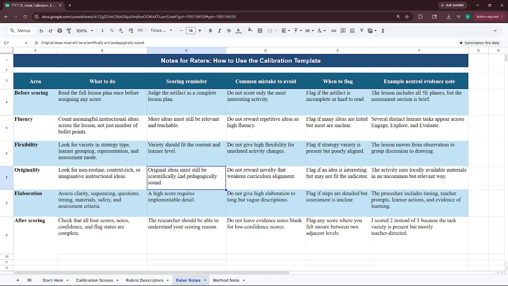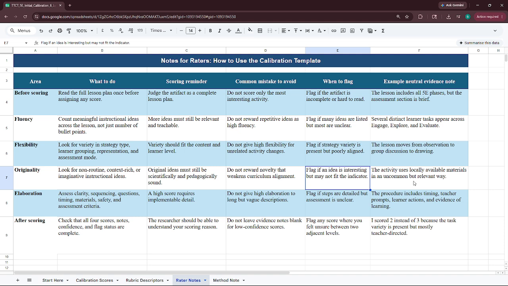So original ideas must still be scientifically and pedagogically sound, right? So this is what you have to remind yourself of. And then a common mistake to avoid is that you do not reward novelty that weakens curriculum alignment. So you make sure that if a teacher shows some kind of new modification ideas, it still suits the final lesson objectives. Then when to flag: if an idea is interesting but may not fit the indicator, you don't count that one or you don't consider it.